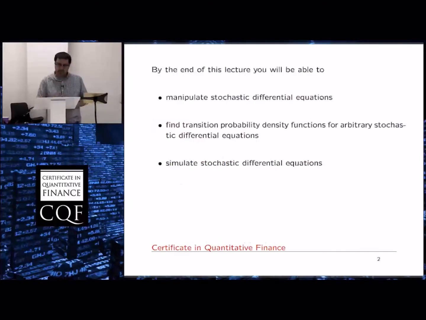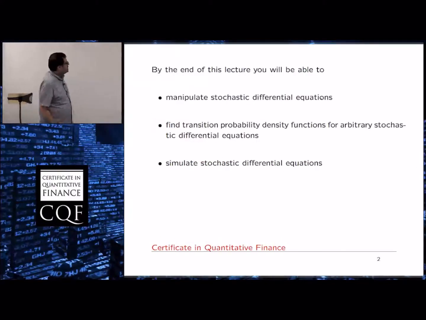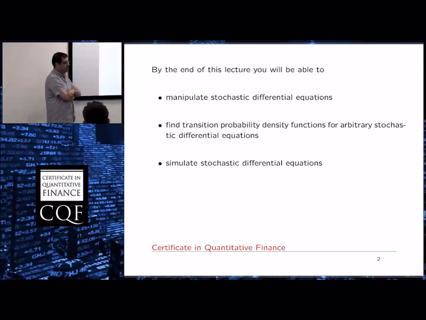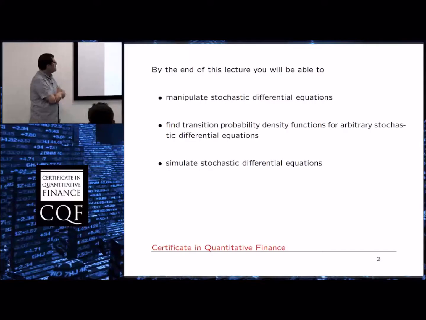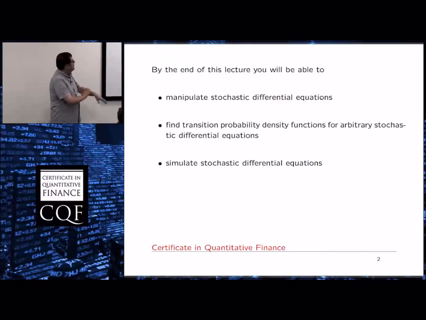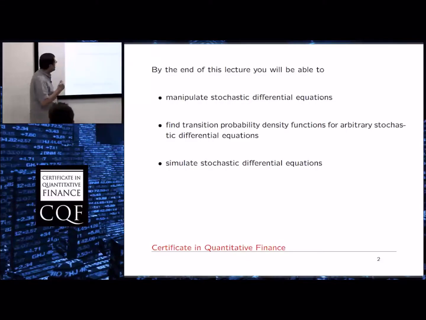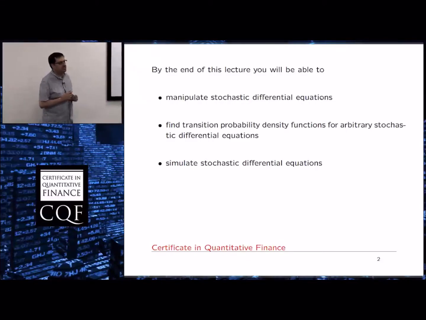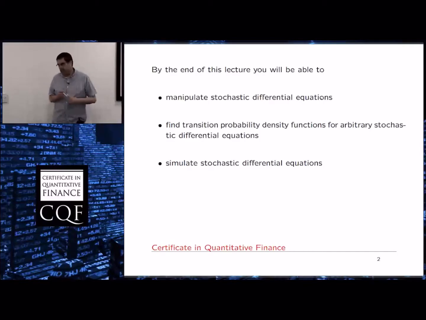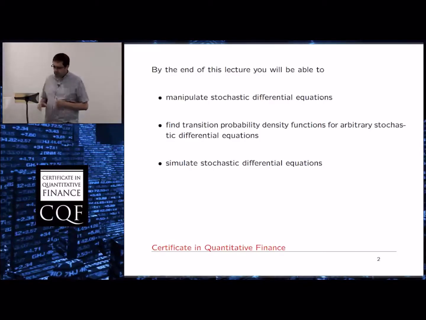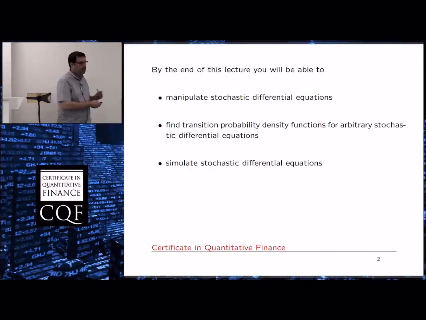Let's make a start then. The idea behind this lecture is to look at more methods for manipulating stochastic differential equations, finding transition PDFs for arbitrary stochastic differential equations. So that's the second part of the maths. And then everything that follows from that point, probably after the break, will be simulating SDEs. So we're going to be doing both maths and numerical methods this evening.